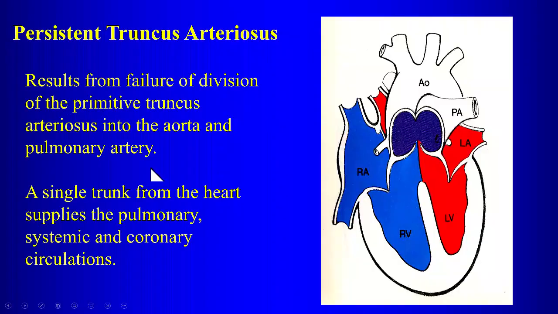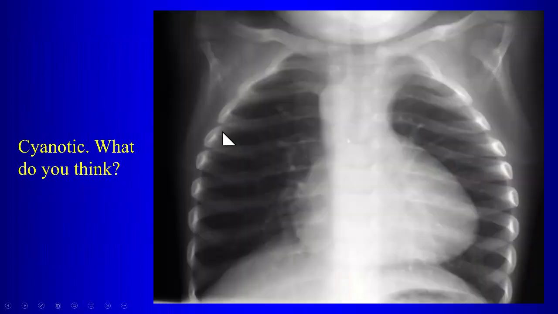These patients will also have increased pulmonary blood flow, and they will be cyanotic. It results from failure of division of the primitive truncus into the aorta and the pulmonary artery. So the truncus sits on top of a ventricular septal defect, so all of the blood mixes here in the truncus and then goes off into the aorta and the pulmonary artery. Okay?